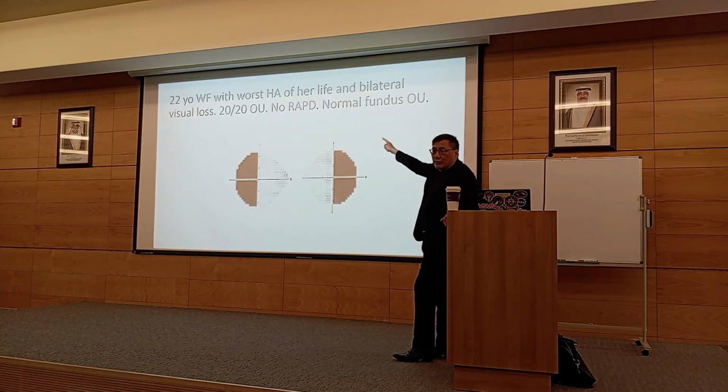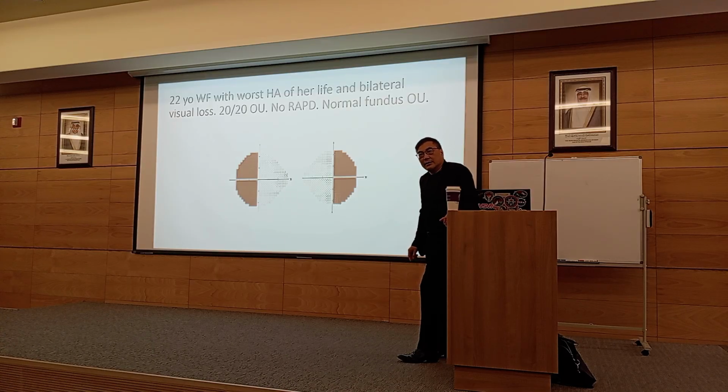So, 22-year-old female, worst headache of her life, bilateral vision loss. She has that field defect. Where's the lesion? Body of the chiasm. What's the diagnosis? This is apoplexy. How come the vision is 20/20?